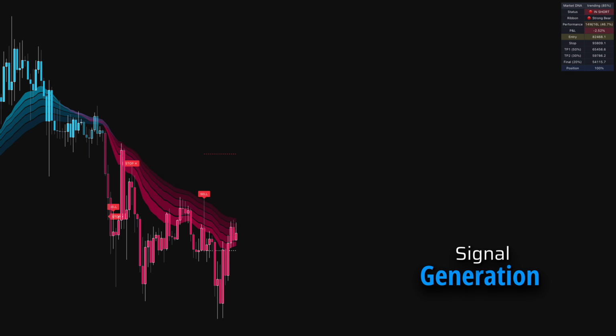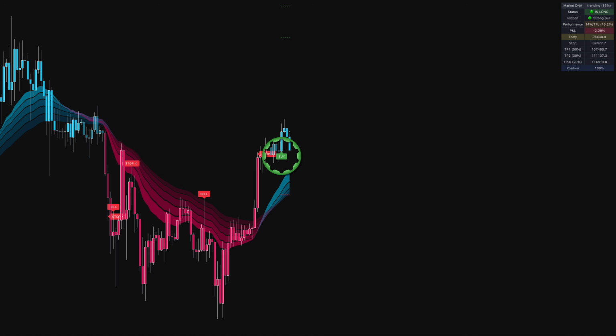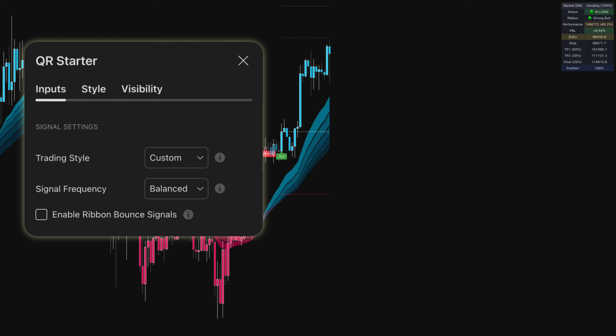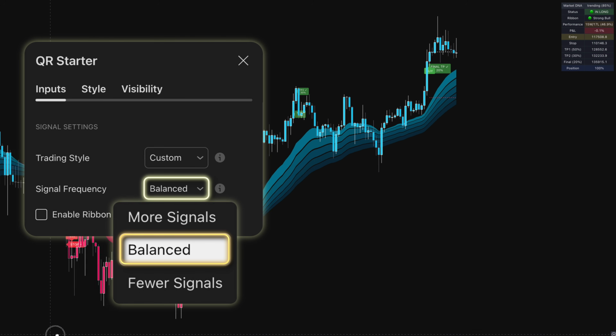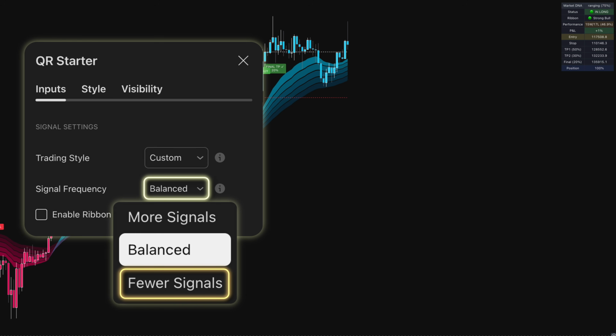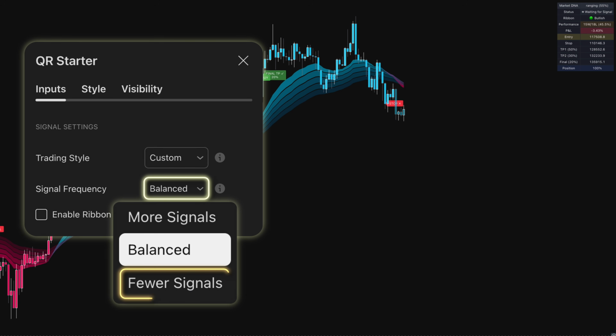Signal generation is based on multiple confluences. All of them must align before a signal fires. Signal frequency controls how often signals appear. More signals gives you active trading with shorter cooldown between entries. Balanced is recommended for most traders. Fewer signals is selective, only the strongest setups.